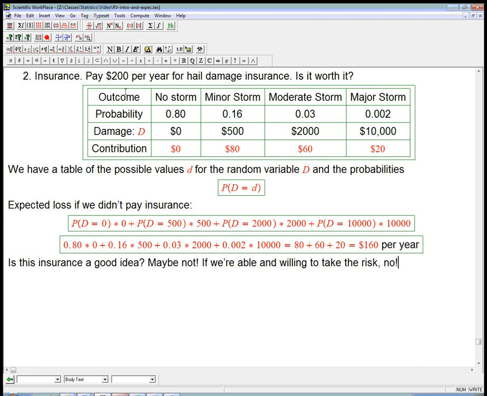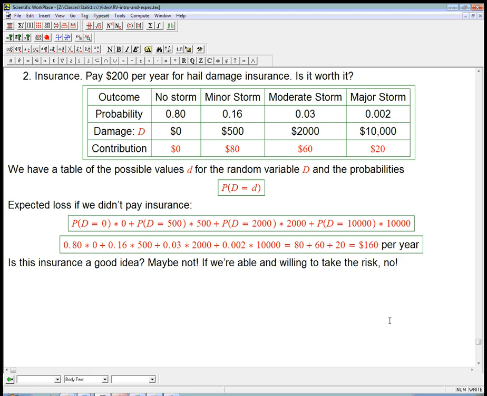then we probably don't really need this kind of insurance. I don't want to say insurance is a bad idea, but in this case, if we're able and willing to take the risk, we might not want to use this insurance. One of the reasons the insurance company can make money is that this $200 is bigger than the $160. They like this situation because they know they're going to have to pay on average of all their policyholders $160 per year, and they're getting $200 per year. So they're making money. That suggests that you're not the one making money.